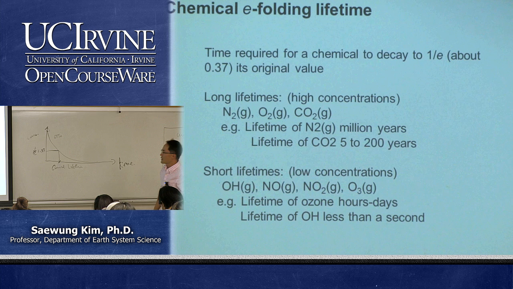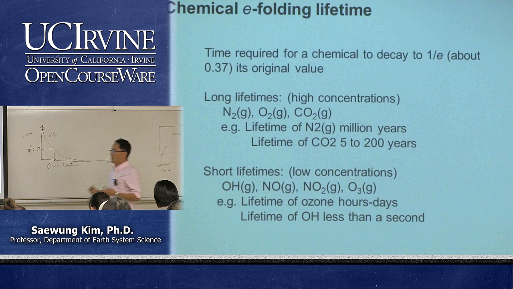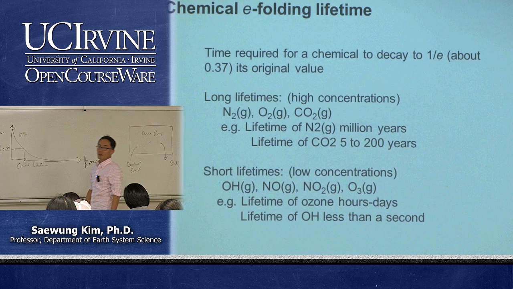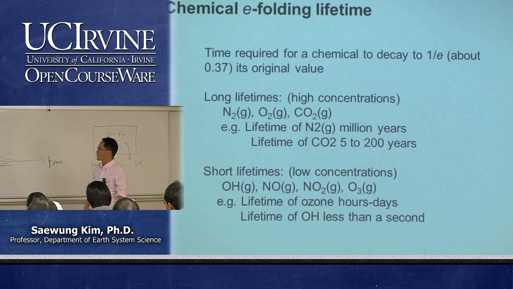And then ozone has a relatively short lifetime, from hours to minutes. Some of the species, which we call radicals, have a lifetime of less than a second. So these compounds have a short lifetime, which means they are reactive. And then the atmospheric concentration is very small because they are quickly reacted away in the atmosphere with the other molecules. So that's the concept, right?